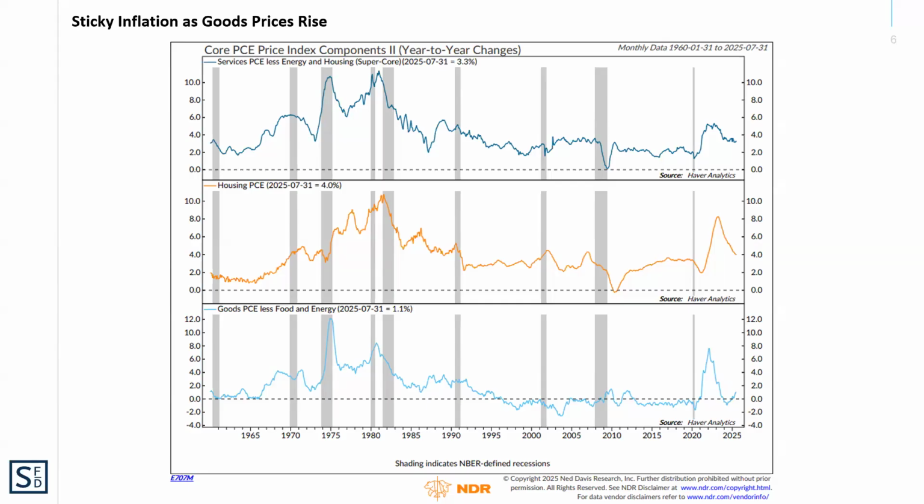The big difference this year is that goods inflation has started to turn higher. And we can see that from the global financial crisis in 2009 to the pandemic, goods inflation was reliably negative. Then we got the pop in the pandemic, and then it became negative again. Well, this looks to be a pretty direct tariff impact, bringing goods inflation back into positive territory, and that's keeping inflation somewhat sticky, perhaps complicating the Fed's path from here.